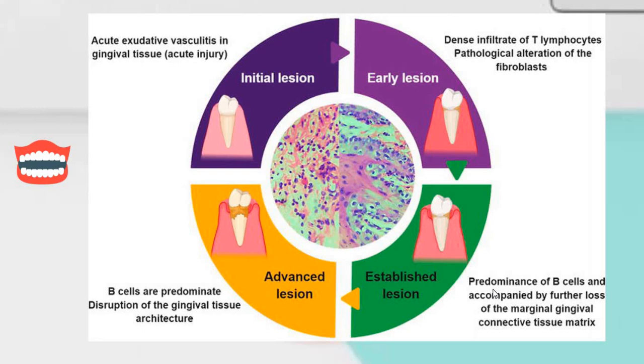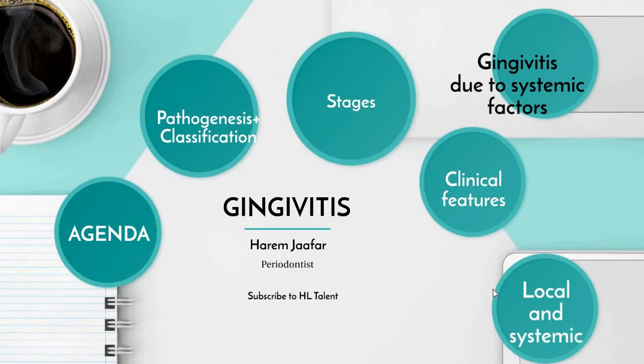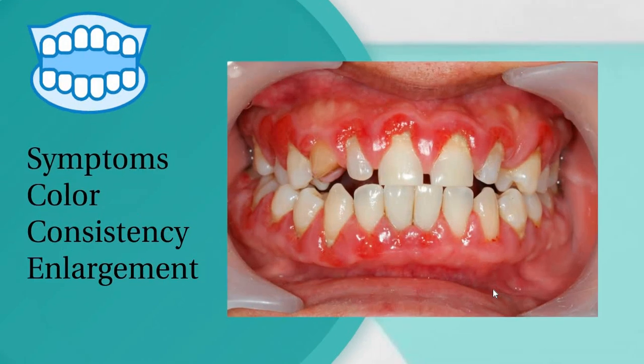So these are the stages of gingivitis. We are coming to the clinical features. In the clinical features, we may look for symptoms, colors, consistency, and enlargement of the gingiva. Regarding the symptoms, the earliest symptoms of gingival inflammation are increased gingival fluid production and bleeding from the gingival sulcus on gentle probing.